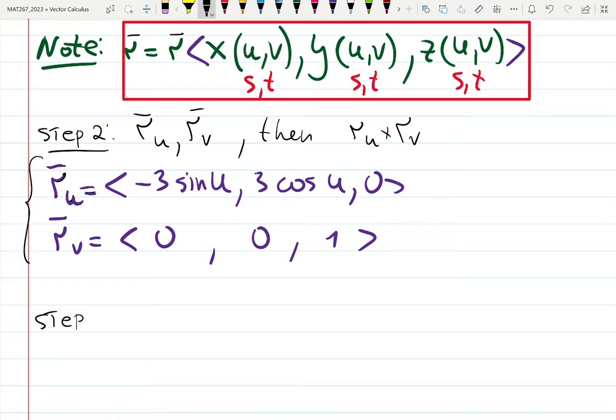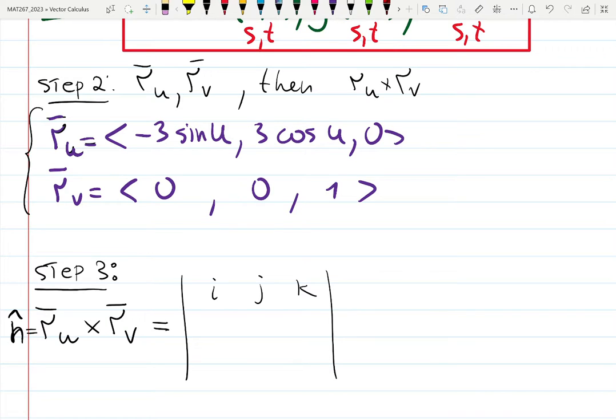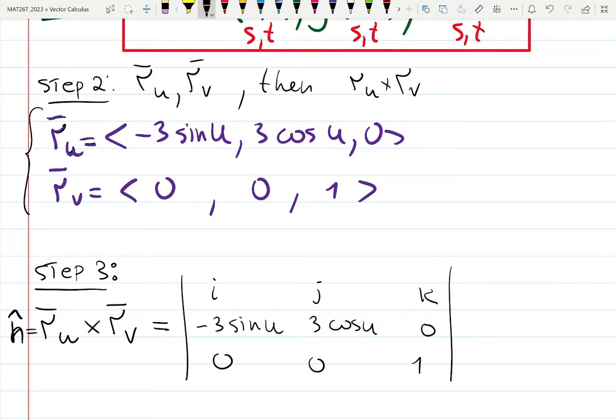Step 3. If you're good with steps already, then skip step 2 and put it right away in the determinant. R with respect to U cross product R with respect to V. That gives you N hat, the normal vector. Bar I, J, K. And now you see I have to copy it again, so don't write down I, J, K first, it will not fit. Minus 3 sine U, now J, 3 cosine U, now K, 0, 0, 0, 1. Nice.